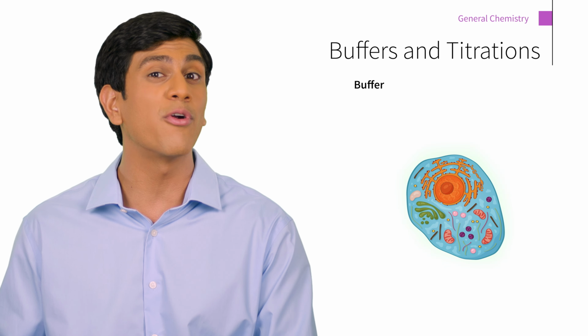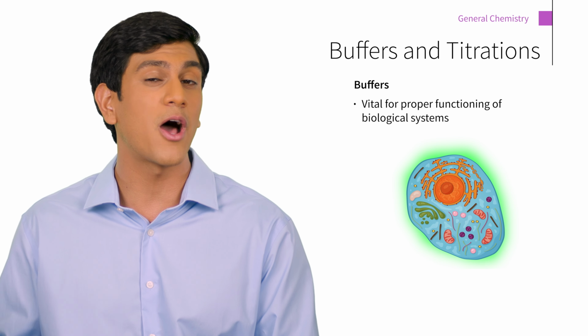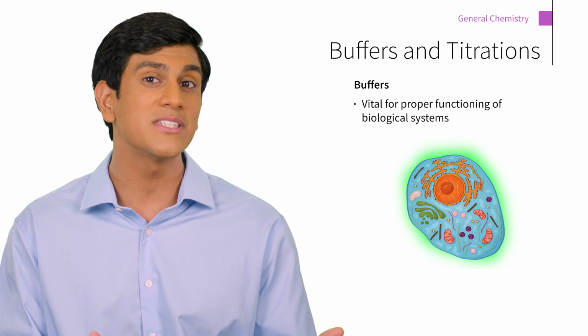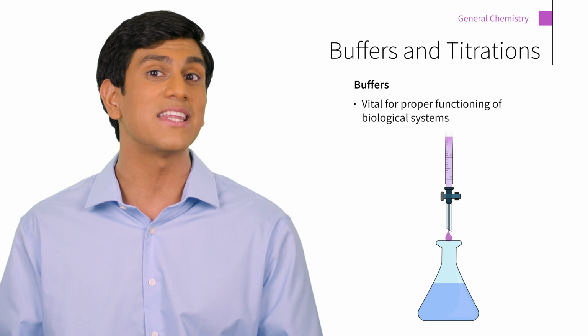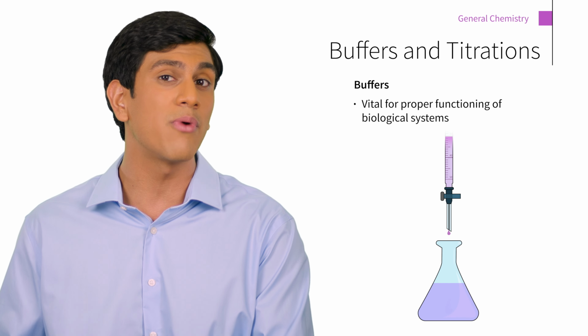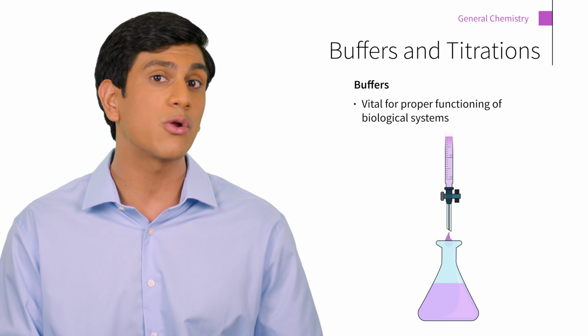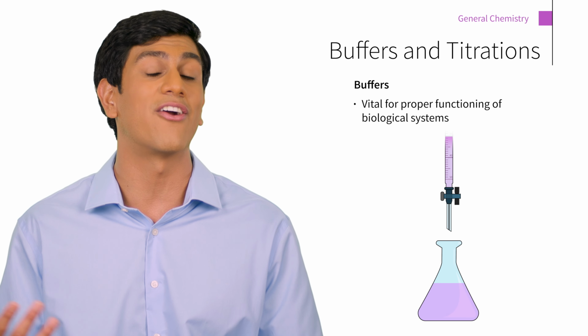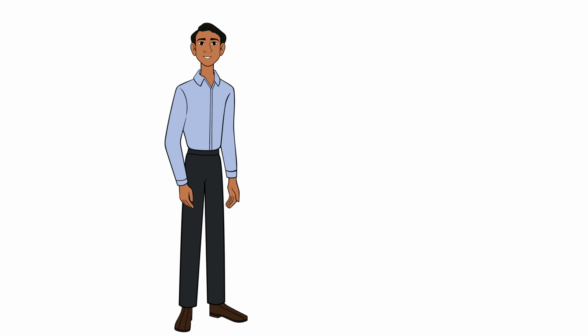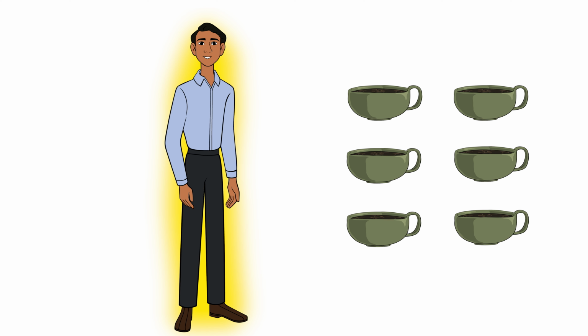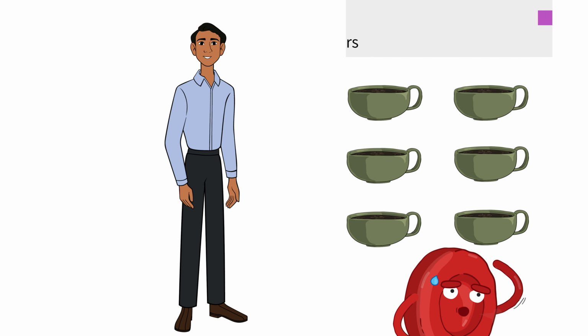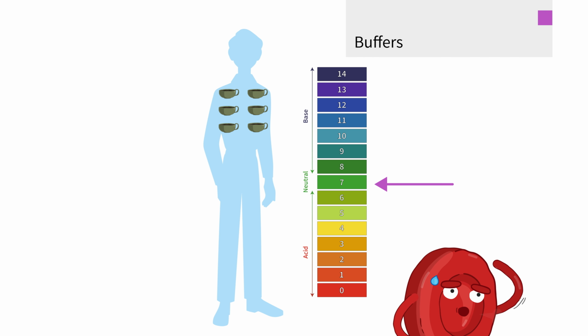Buffers are pretty dang important for life. They're vital for the proper functioning of biological systems and are highly effective at maintaining a pH within a narrow range when small to moderate quantities of base or acid are added. So let's say I just drank that gallon of coffee. Thank goodness for the buffers in my blood, and my blood pH changes a little. How do we determine the new pH?